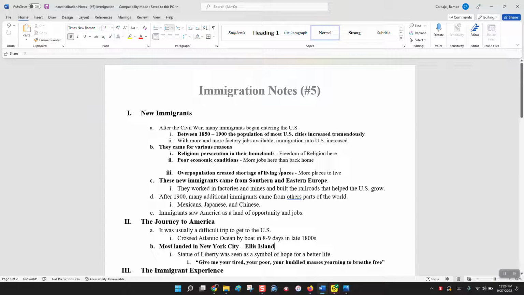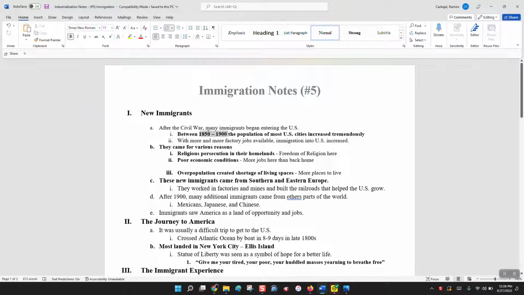Now, immigration has taken many forms over the history of the United States. The immigration that we're going to talk about is the immigration of the 1800s. And as we go through this, you might notice that it's a little different from immigration the way it is today. So after the Civil War, many immigrants began coming to the U.S.